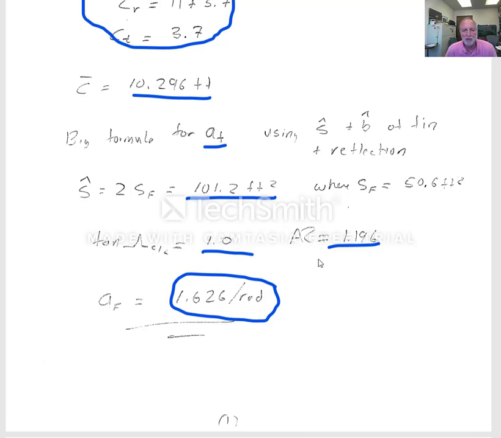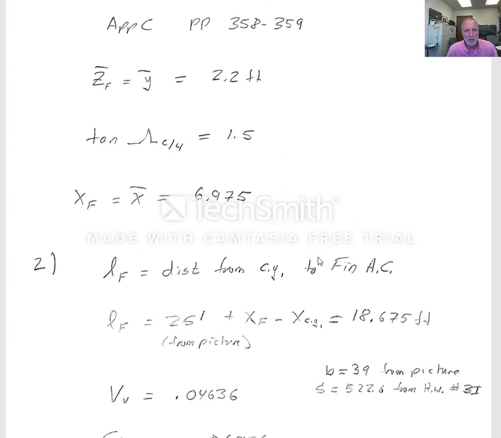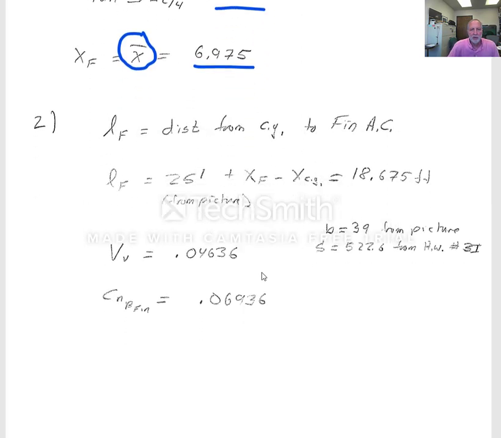All right, so once you're there, then you go to Appendix C. This is the same formulas we used before for Y-bar and X-bar, except now you're calculating the Z location and the X location of the fin, and you should get these numbers, 2.2. You'll need the tangent of the quarter chord for the formula for X, and then here's what you should get for X of the fin, 6.975. So that's the end of problem 1. You're getting that information that we'll need later on in this problem.